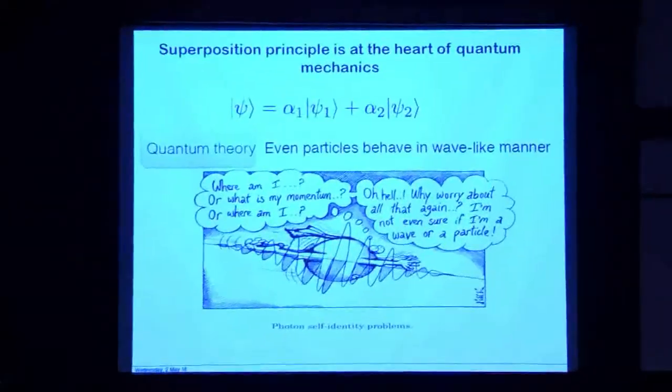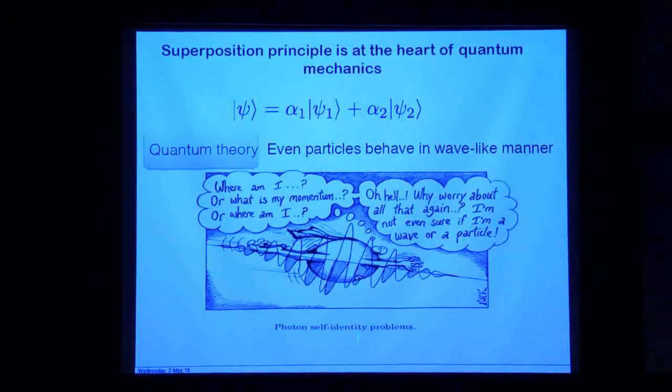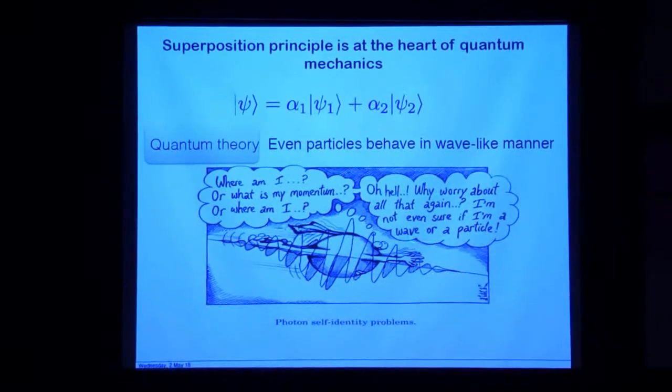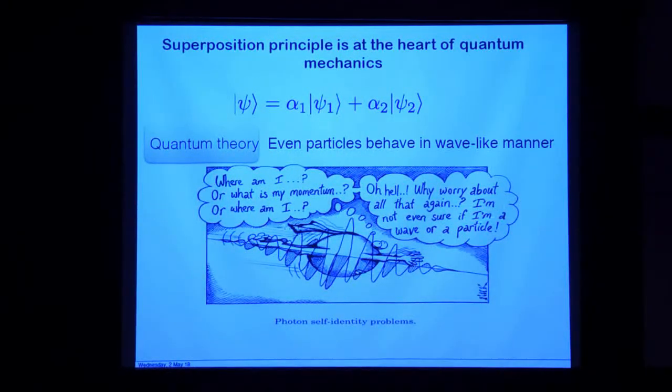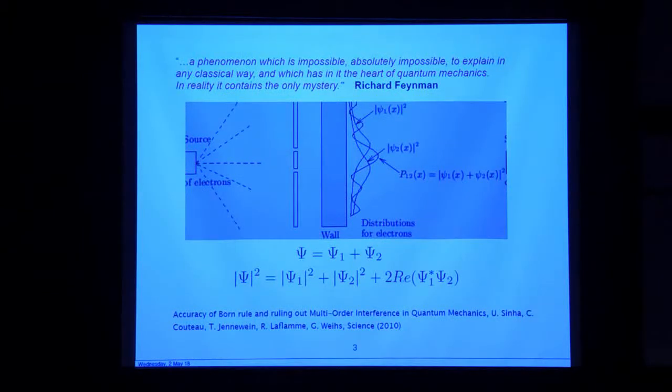And this is a cartoon which tells something about the self-identity of the photon. The photon doesn't know whether it is a particle or wave, and also doesn't know where the photon is, and so on. So this is the old problem of wave-particle duality. And this is beautifully paraphrased by Richard Feynman, who says that in reality it contains the only mystery.